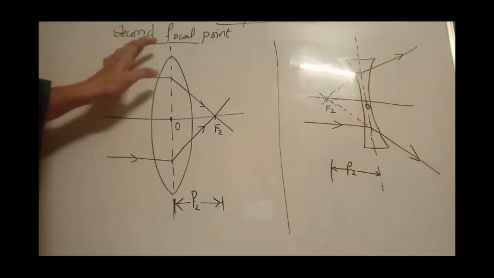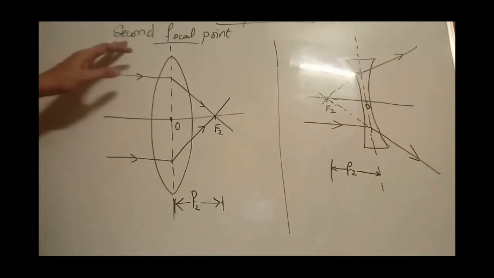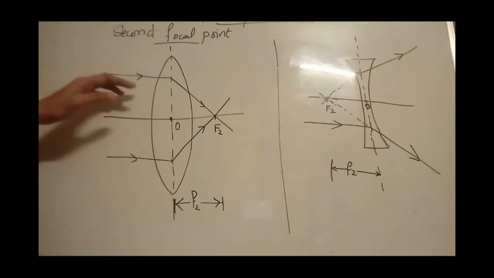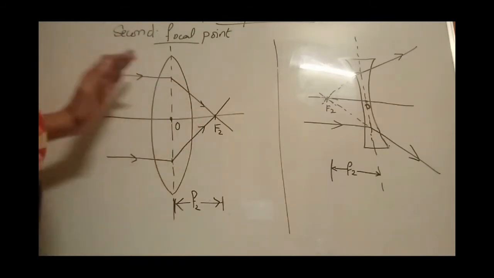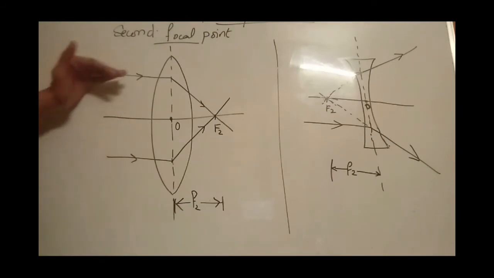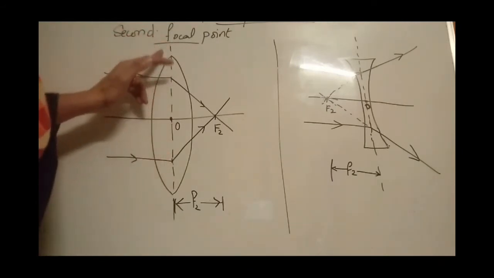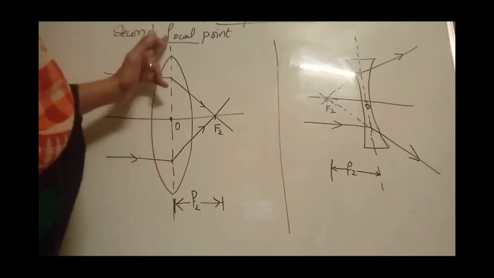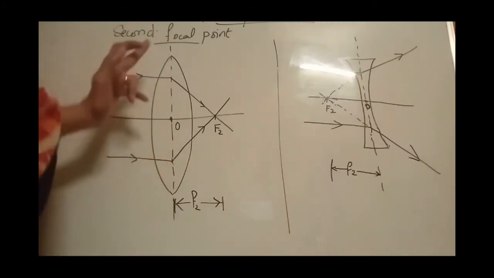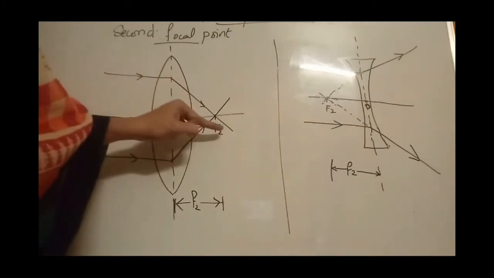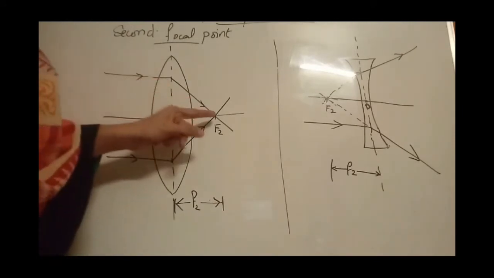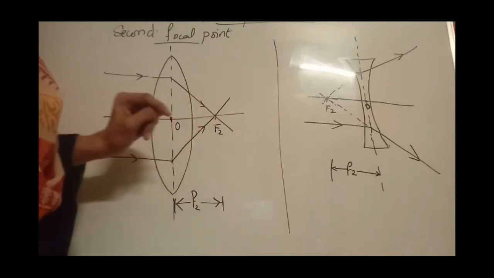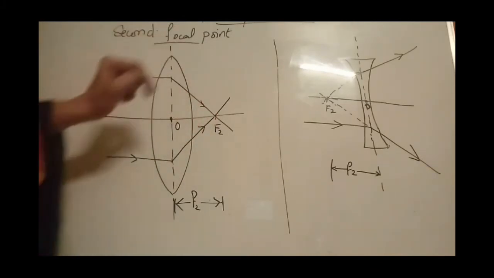Now let us define the second focal point. For a convex lens, suppose parallel rays, parallel to the principal axis, are striking the convex lens. As I told, we will take the refraction from the reference line. It is striking the lens and is refracted. You can see that all the rays parallel to the principal axis, after refraction, will meet at a single point, and that single point we name the second focal point.